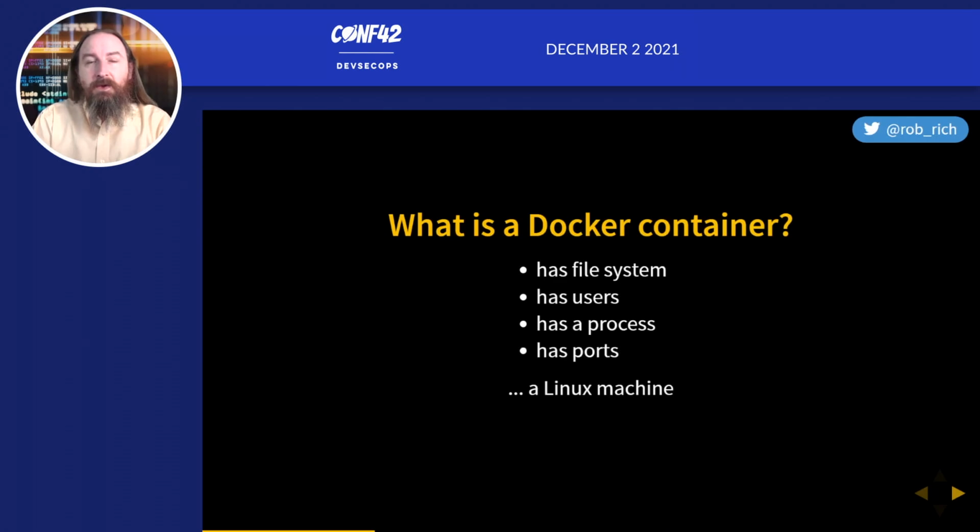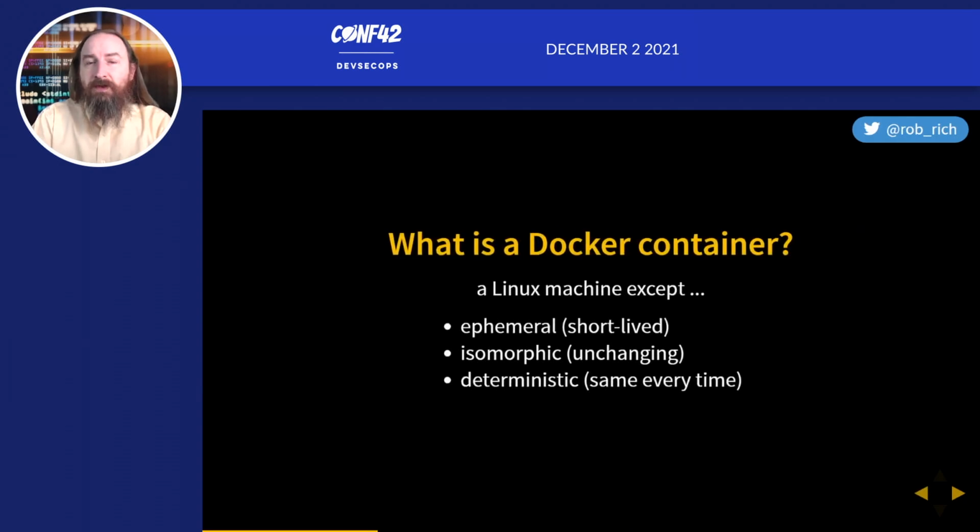That's easy. We can do processes like making sure we're not running as root, removing excess users, removing unused software, keeping software up to date. It's pretty standard stuff here, preventing unauthorized access into our system. Well, it's a Linux machine, except the way that we accomplish that is a little bit different. These are ephemeral, isomorphic, and deterministic hardware. They're short-lived, unchanging, and the same every time.